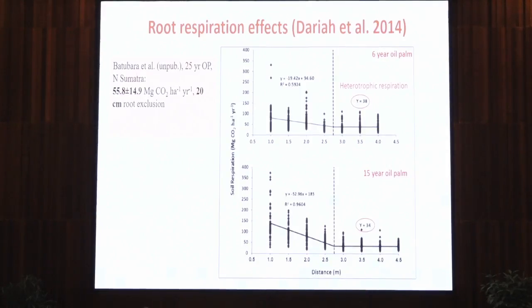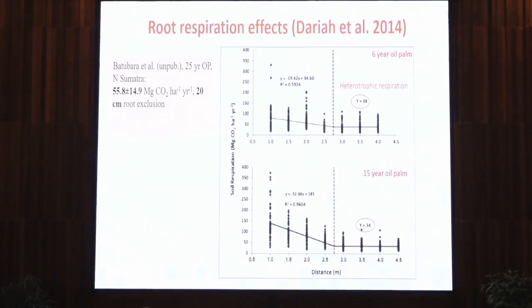What we see here is that closer to the palm, this is the distance from the oil palm, there is a higher contribution of the root respiration. And from this graph, if you are taking the measurement about 3 meters from the palm or further, you tend to minimize the influence of the root respiration.